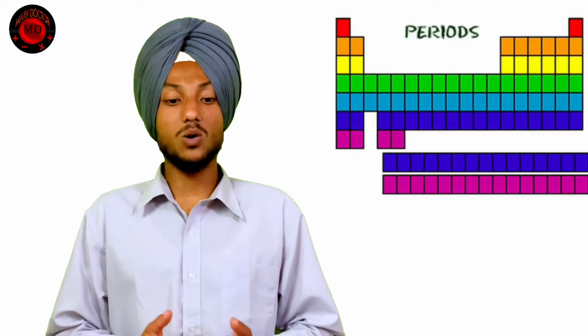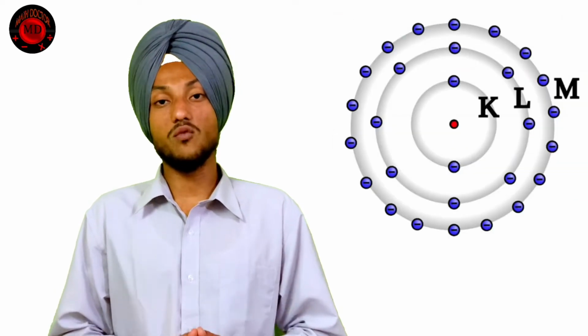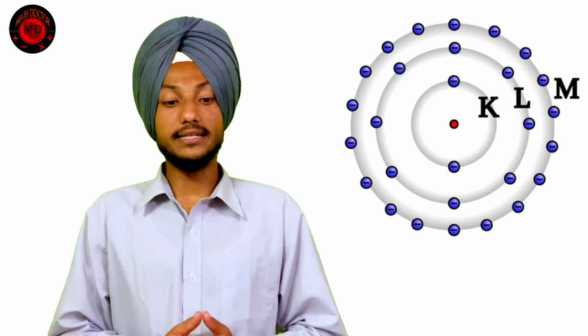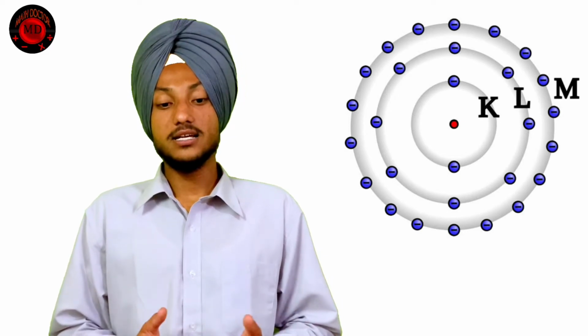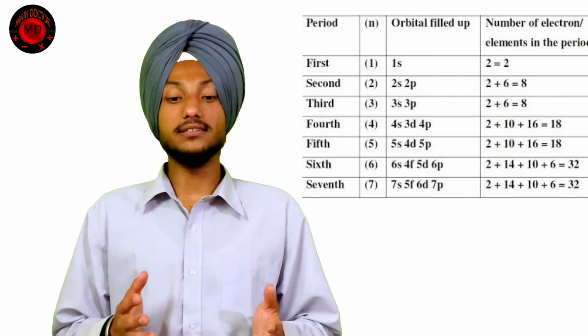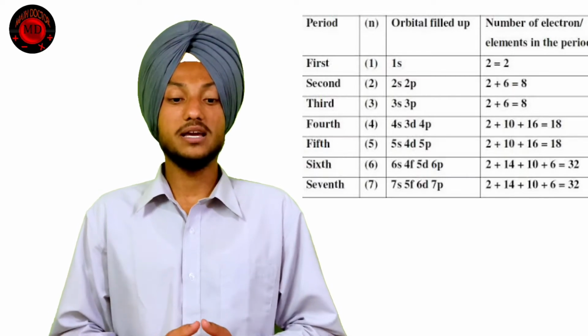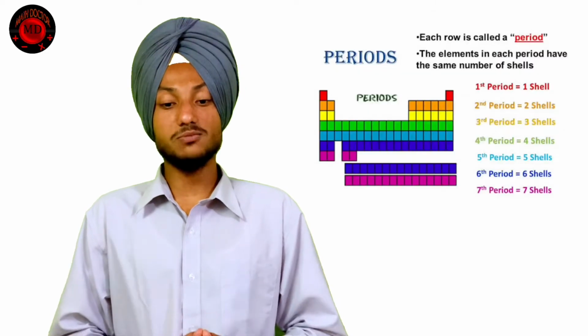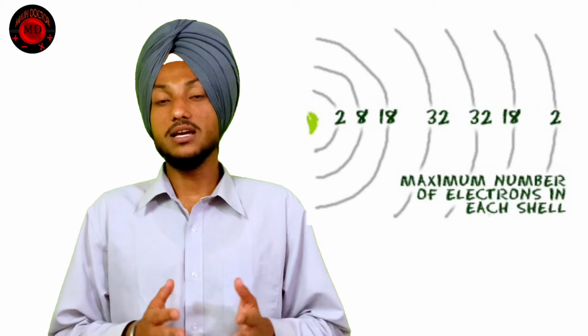Similarly, the second period of the periodic table has 8 elements because the maximum number of electrons which can be put in the second shell or L shell of an atom is 8. The figures 2, 8, 18, 32 representing the number of the elements in various periods actually correspond to the maximum number of electrons which can be put into the various shells of the atoms.